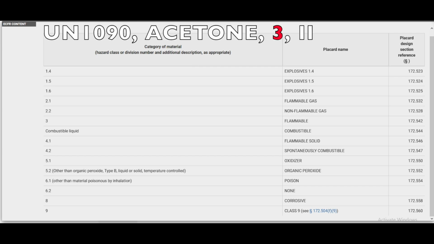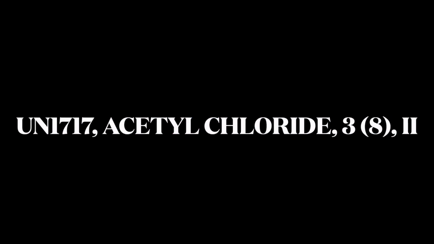And again, where you're finding that information is you need to jump to Table 2, look up, hey, what's the 3? And it's going to show you right there. 3 says flammable next to it. The next one, UN 1717, here we're going to see two numbers. We've got the number 3, and then in parentheses, we see the number 8.